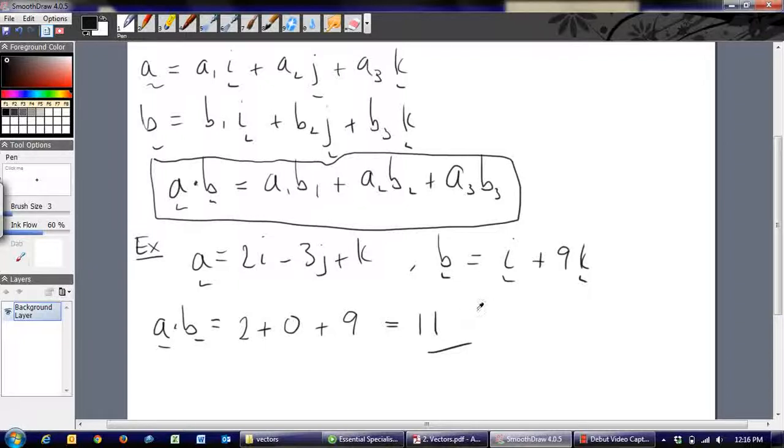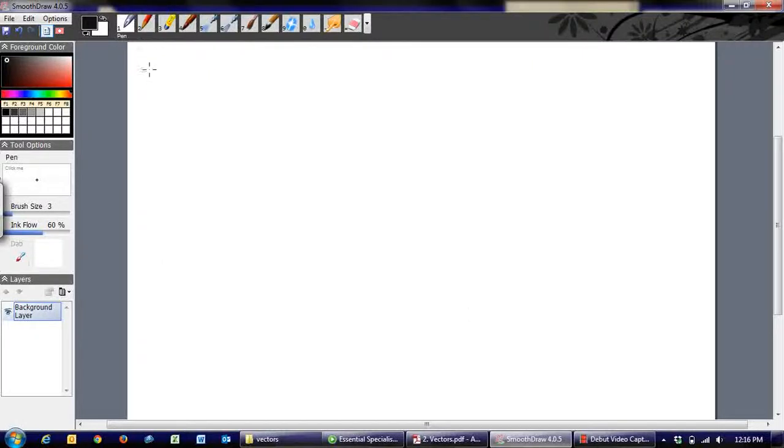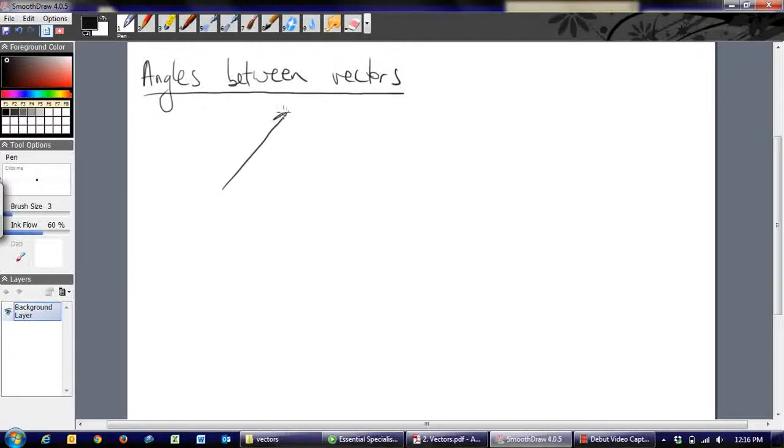Okay, so the last thing I want to show you is just angles between vectors, and this is another quite powerful use of the dot product. Sorry that my A and B always look the same, it just seems to be the easiest way to do it.